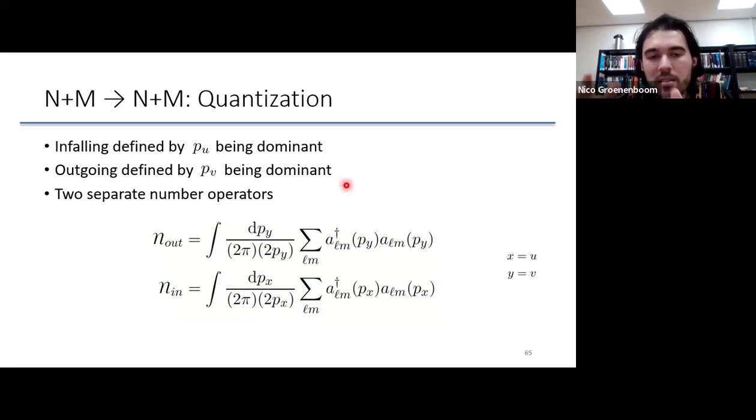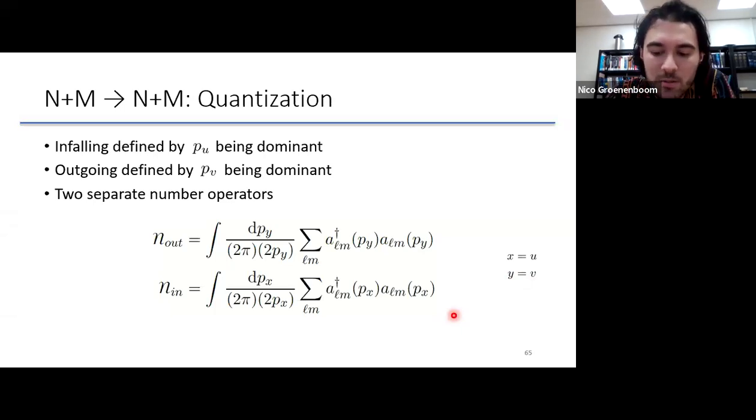So because in the integral we could choose either of the one momentum, we will use this for some smart bookkeeping. So we will define the particles falling into the black hole by their PU being dominant, so that the integration is over PU, and the outgoing we will define by PV being dominant. And this allows us to define two separate number operators for the different particles, where the y is v and x is u. At some point they switched convention. So we have the number operator for the out particles by integrating over all of the y or the v momenta, and for the in, over the in momenta.